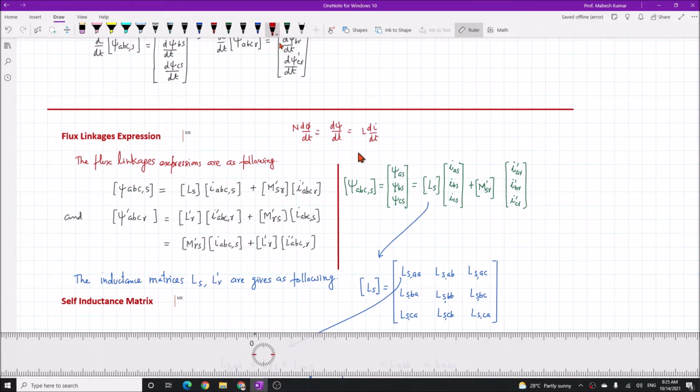But in case of the machine, there is a mutual coupling between the windings. So M also comes. It depends upon the nature of currents, how many currents are there, and what is the structure of the machine. So this term now becomes like this, that this flux linkages psi ABCS equals LS, some inductance matrix, into current plus mutual inductance between the rotor and the stator because of the rotor currents. There are two currents here, the stator currents and the rotor currents.